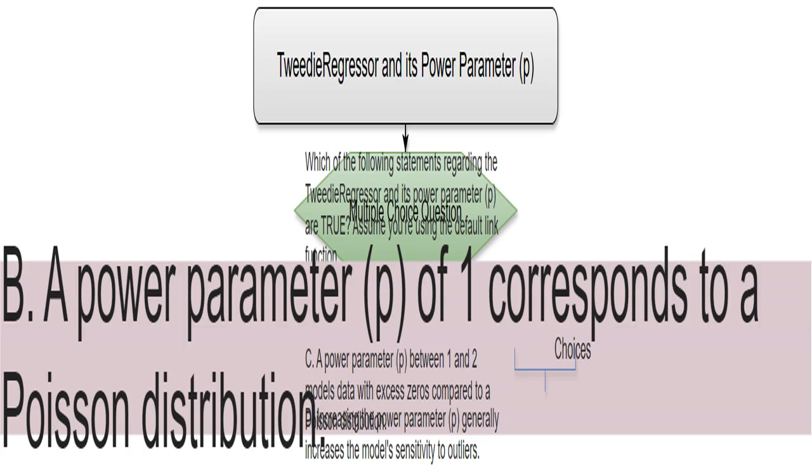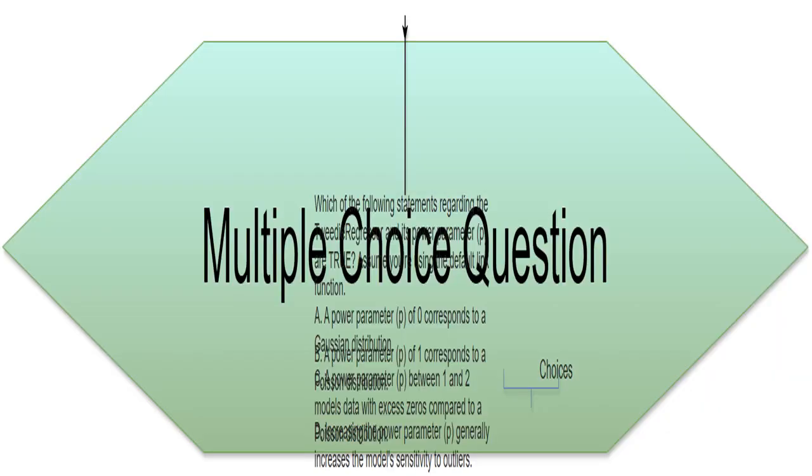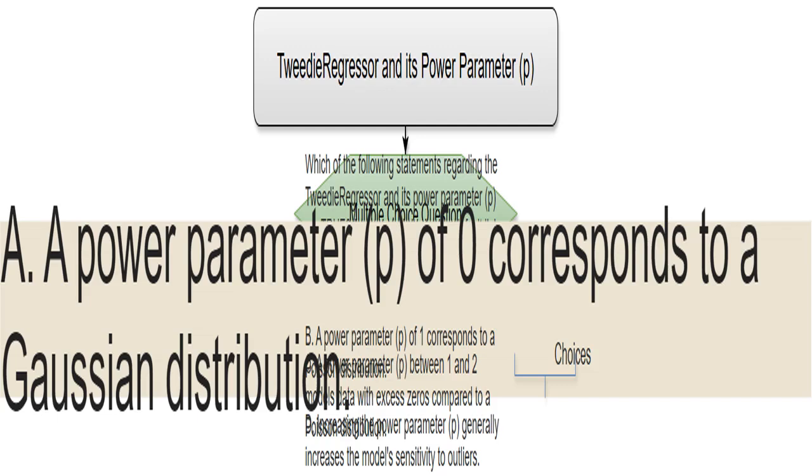That's incorrect. Actually, increasing p makes the model less sensitive to outliers. The heavier tails of the distribution get less heavy, reducing the influence of extreme values. This question tests your knowledge of how the TweedieRegressor works, focusing on how the power parameter, p, changes the model's behavior and which distribution it uses. Remember, we're focusing on the mathematical properties. That's wrong. A power parameter of 0 corresponds to a Gaussian distribution, but we wouldn't use a TweedieRegressor for that. We'd use something like a Gaussian regressor instead.